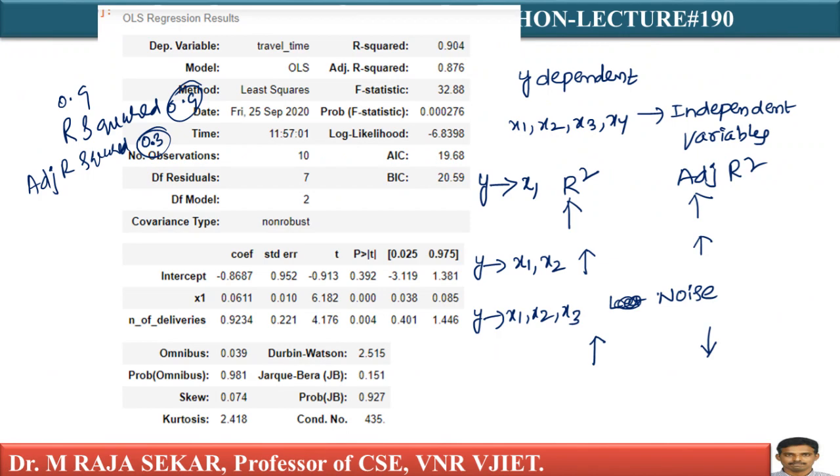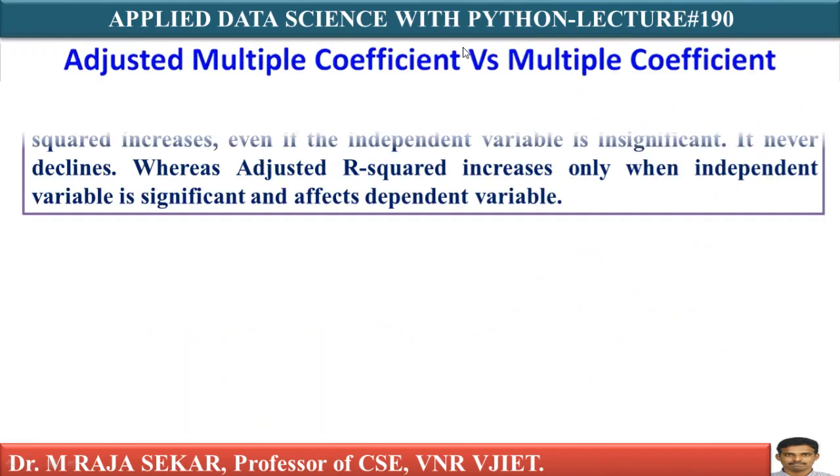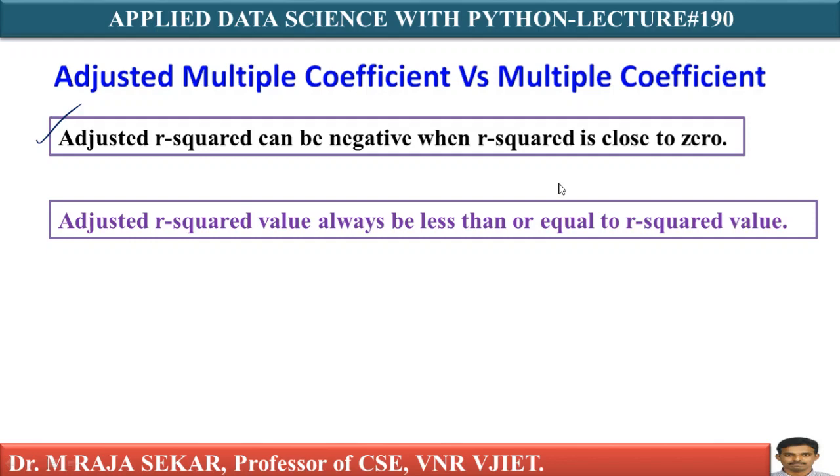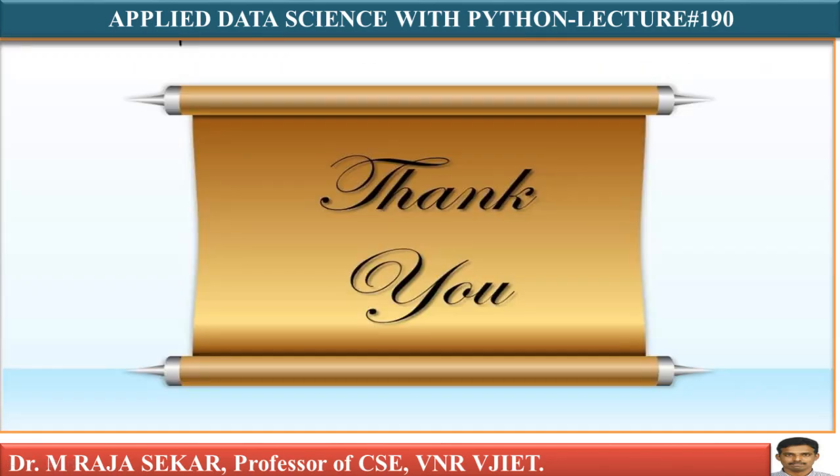Just see, your adjusted R square value 0.876 is less than R square. Here also, 67.1 is less than 67.5, 84.2 is less than 85.9, 81.7 is less as well. It says your adjusted R square value will always be less than or equal to the R square value. This lecture will help you to understand the relation between R square and adjusted R square in multiple regression. Thank you very much.